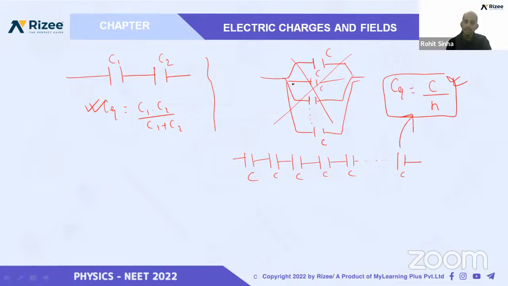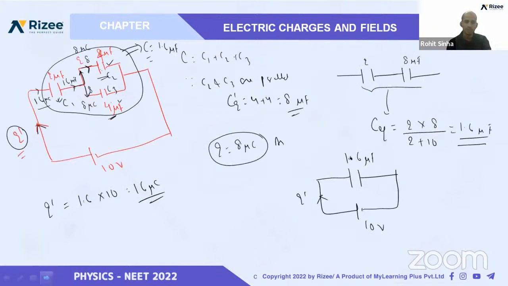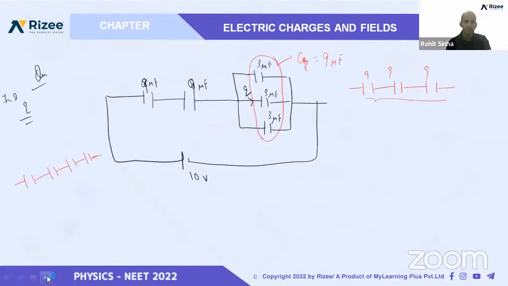In this case, we can write like this: C equivalent is equal to n into C. And for this, C by n. That only I am using now. That's why I came to know that I have written something wrong somewhere.